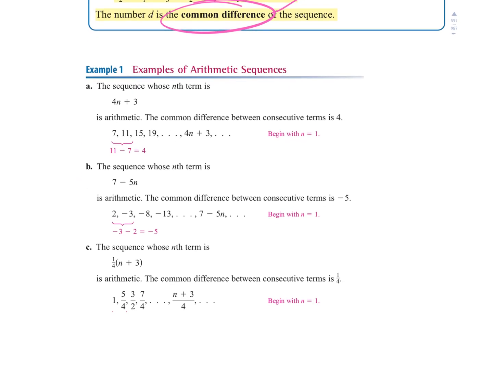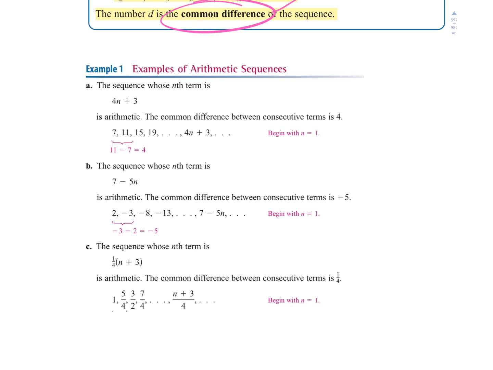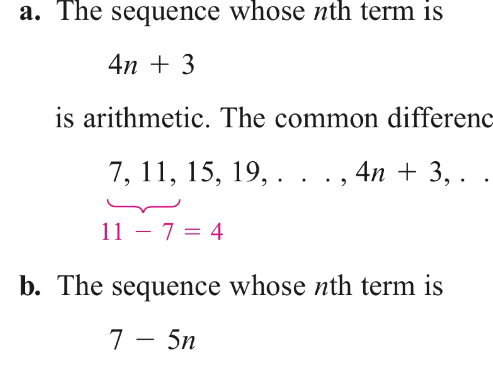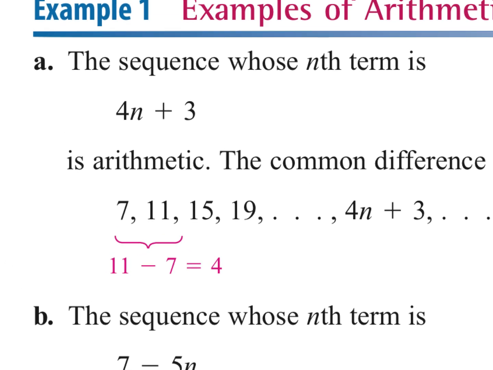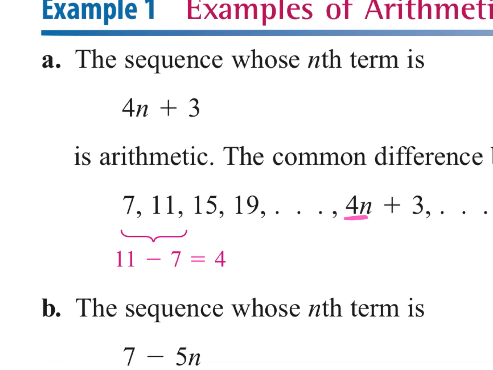In example 1, it just gives us examples of arithmetic sequences. So I'm going to look down here, it gives us almost the answer and the question. But looking at the sequence 7, 11, 15, 19, 4 is our common difference. On the next page, we're going to talk about a formula that we're going to use to help us come up with the formula for our sequence. Since 4 is our common difference, that's what's going to get multiplied to n. That's kind of like our slope here. So that's what we add to get from one number to the next.